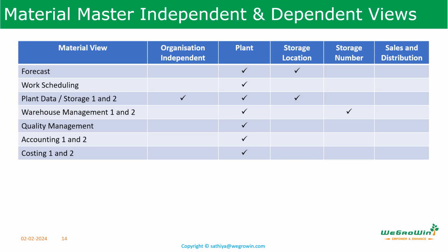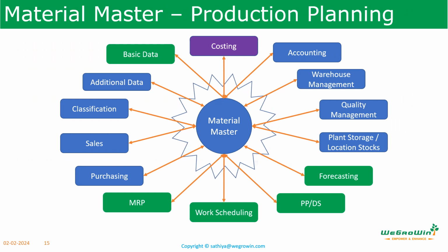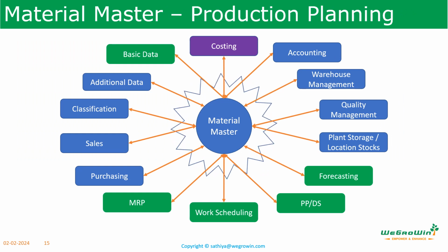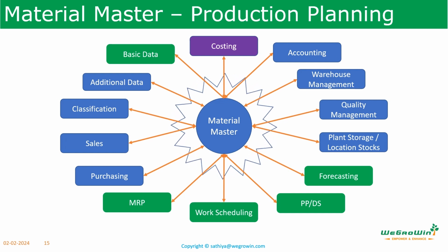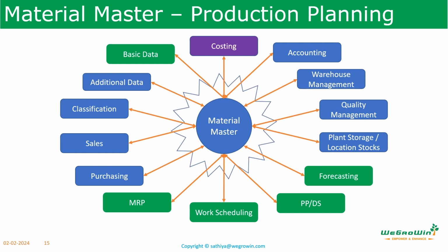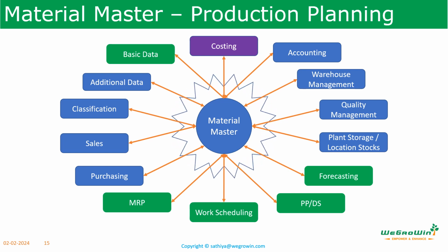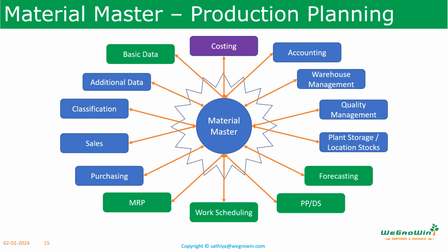Here we see some more views which are organization independent and dependent. All the views in the material master are closely integrated with each other. Still, the core views of production planning are the basic data views, MRP views, work scheduling views, PPDS and forecasting views, and also the costing view. The costing view is highly integrated with PP to define the product costing.